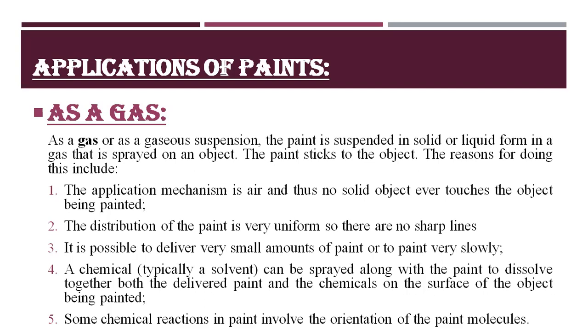It is possible to deliver very small amounts of paint or to paint very slowly. A chemical, typically a solvent, can be sprayed along with the paint to dissolve together both the delivered paint and the chemicals on the surface of the object being painted. Some chemical reactions in paint involve the orientation of the paint molecules.